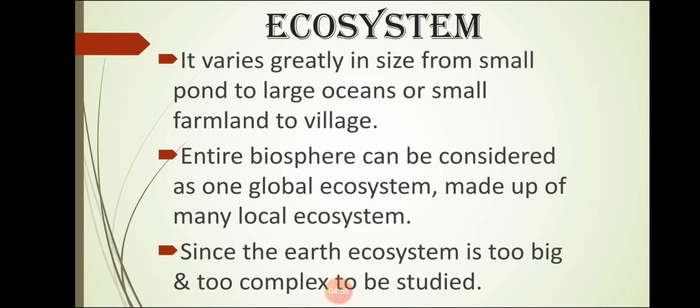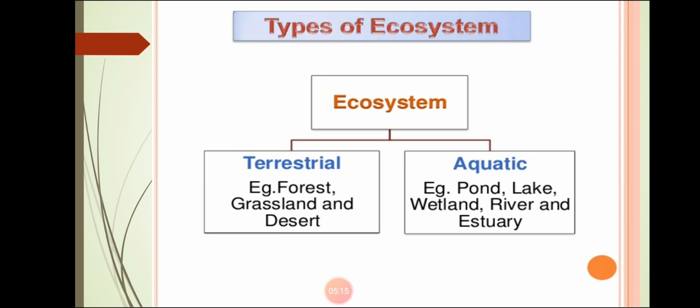Okay, since the earth ecosystem is too big and too complex to be studied, and Earth ecosystem is really very big, you all know. So it is very big and very complex to be studied. So it is divided into two types. There are two types of ecosystem. Because it is very big and very complex to be studied, it has been divided into two parts.